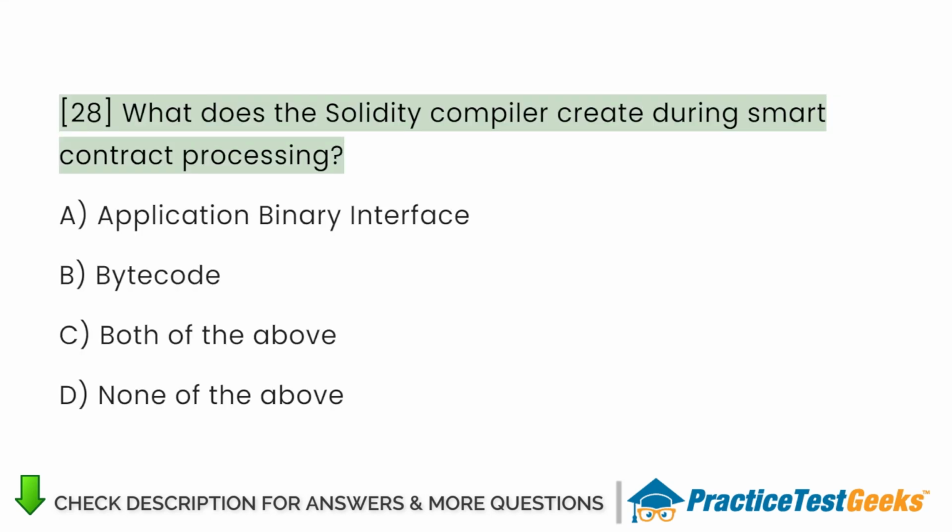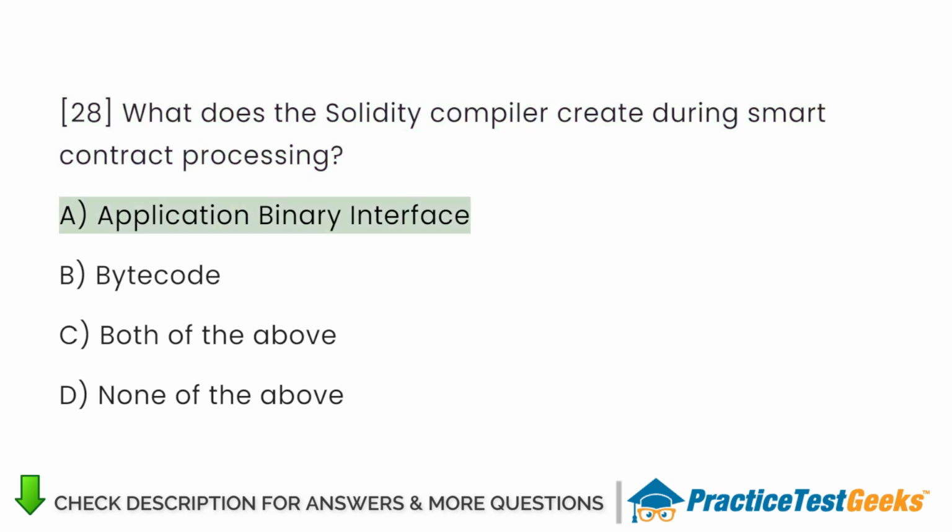What does the Solidity compiler create during smart contract processing? A. Application binary interface. B. Bytecode. C. Both of the above. D. None of the above.